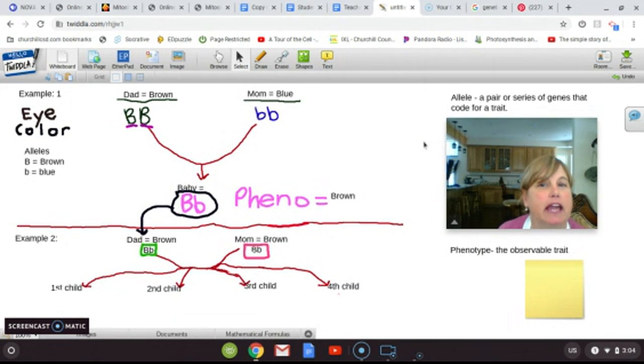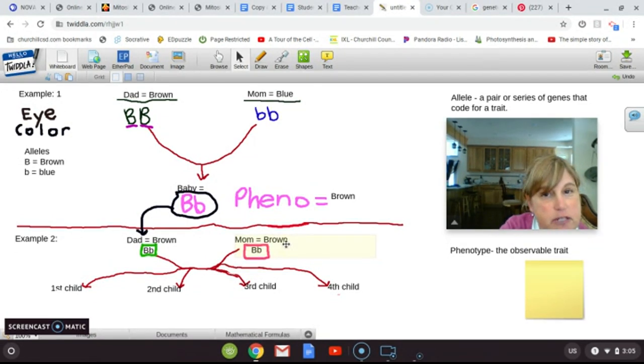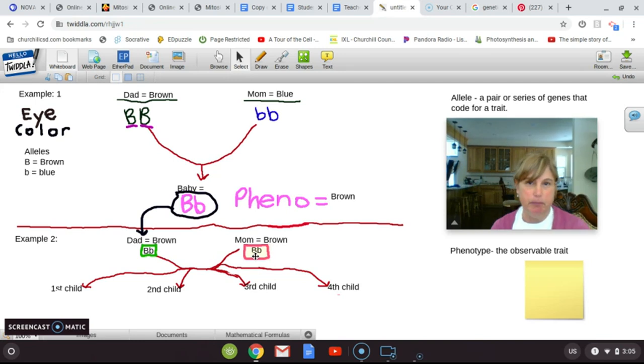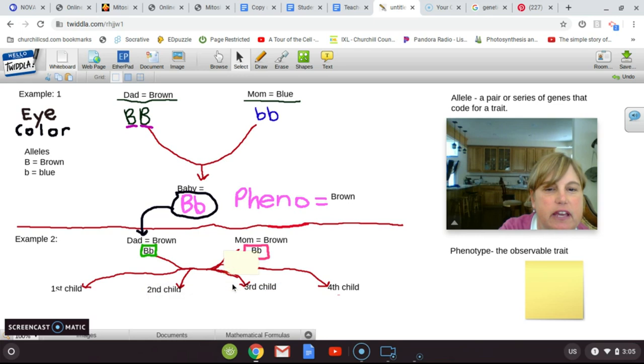And we will take a look at a mom. Mom's coming in from somewhere different, but mom also has brown eyes, or she has the phenotype for brown eyes, but she also has a capital B, a brown-eyed allele, and a lowercase b. She has a blue-eyed allele. So we have a situation where we have a mom and dad coming together, and they both have brown-eyed alleles and blue-eyed alleles, and they're going to have children.